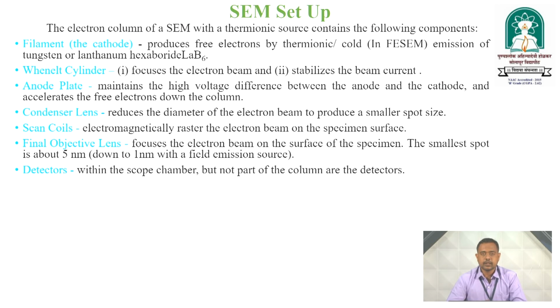The SEM setup that we have seen here consists firstly of the filament, that is the cathode, which produces free electrons by thermionic and cold emission. As I said earlier, thermionic emission is nothing but heating the cathode filament with a high electric field, which overcomes the barrier of the cathode, and the electrons come out from the surface of the electrode, and these electrons are further moved into the electron beam path.